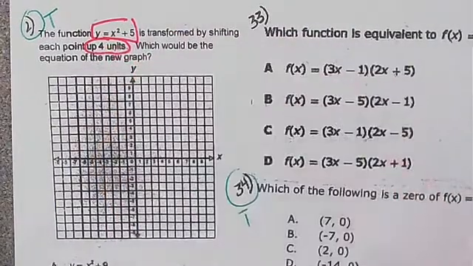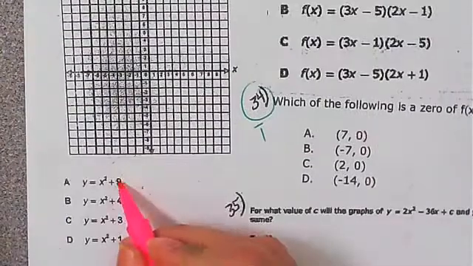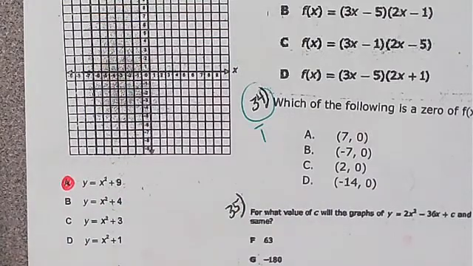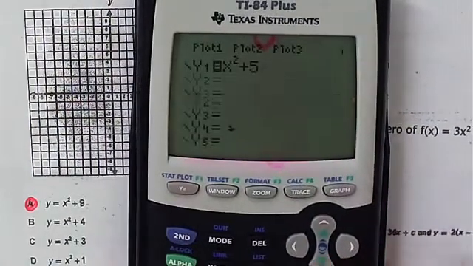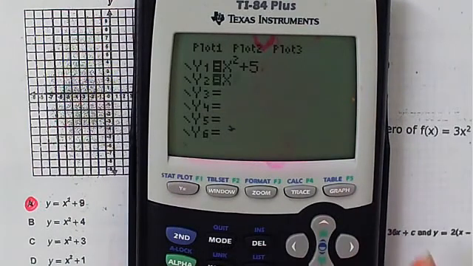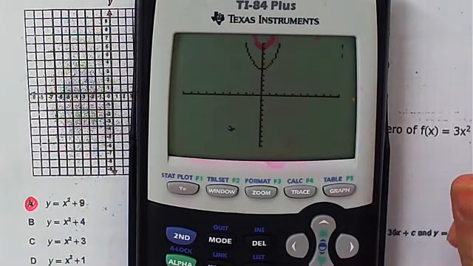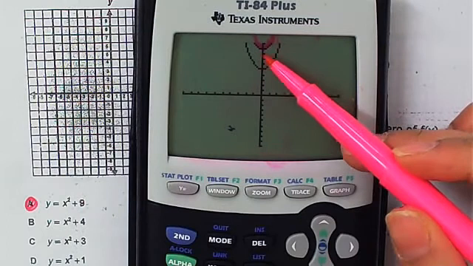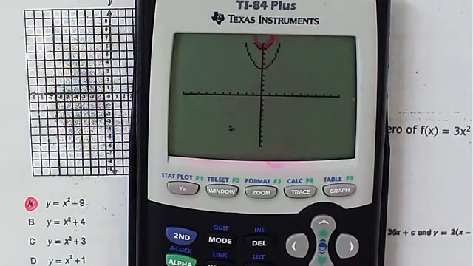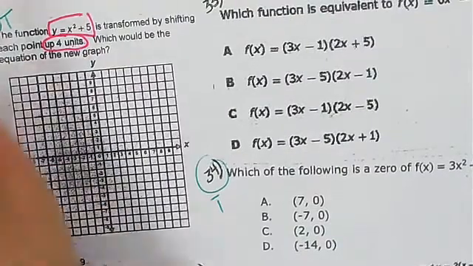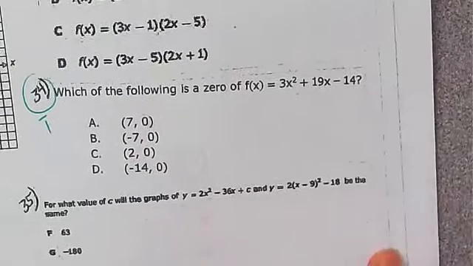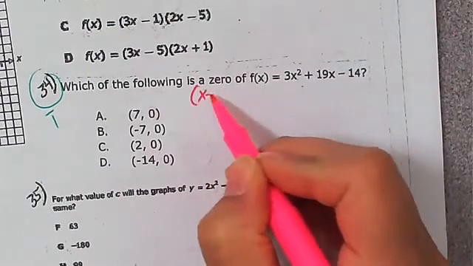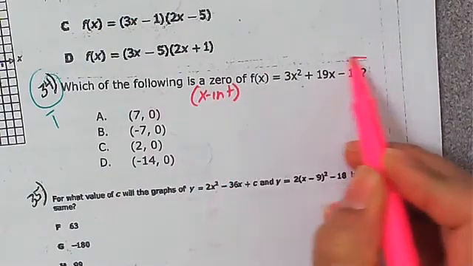Okay, it's sort of like you're taking that y-intercept and you're adding 4 to it. So what are you going to end up with? You're going to end up with a 9. Okay, and I'll prove it by putting that answer choice on y2. And there it is. Okay. If I would have said down, I would be subtracting. Okay. 34. Which of the following is a 0?